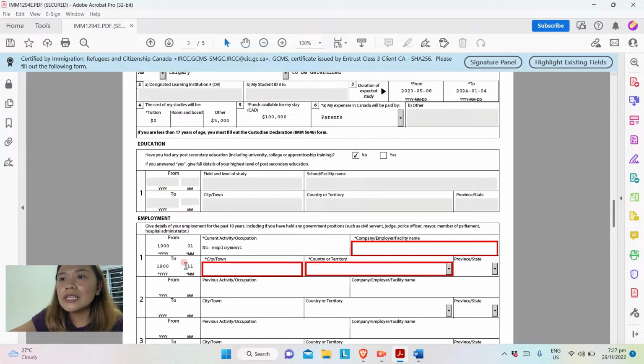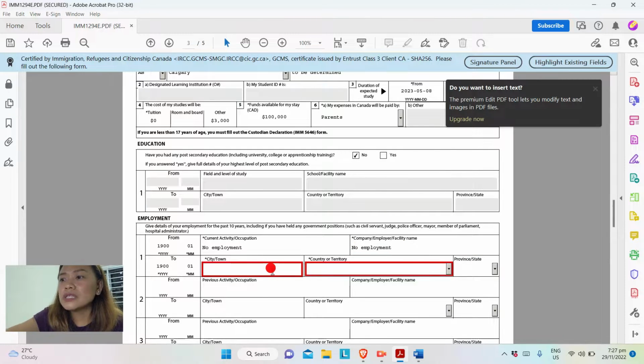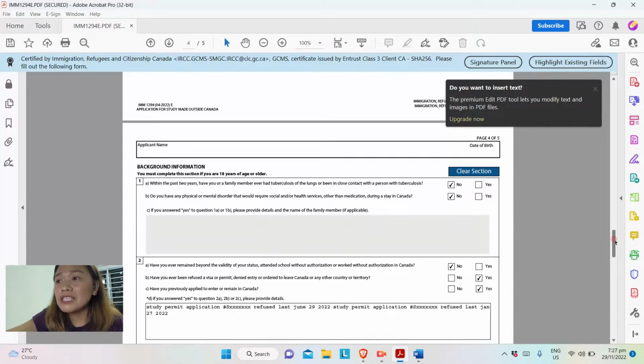So 1900-01, and then for the current activity or occupation, just say no employment. And then the same thing here, no employment. And then for the city, just write your own city, like Manila, and then Philippines. So yeah, and then the rest would be the same.